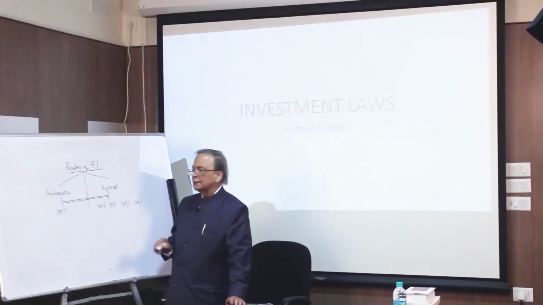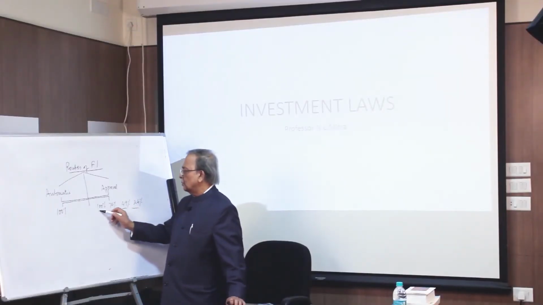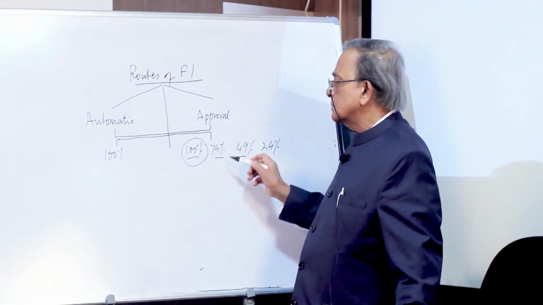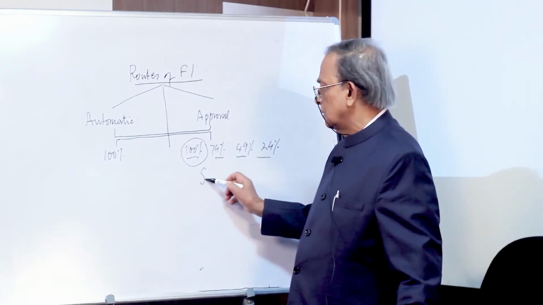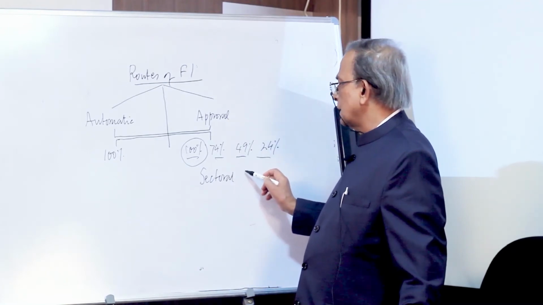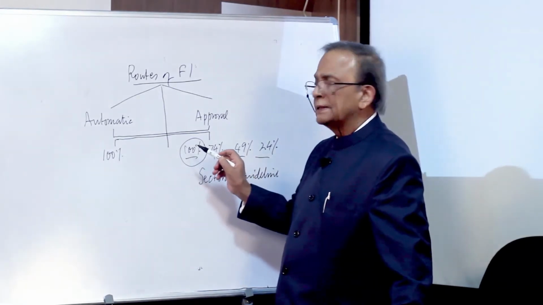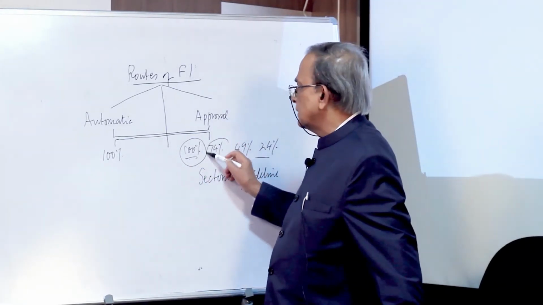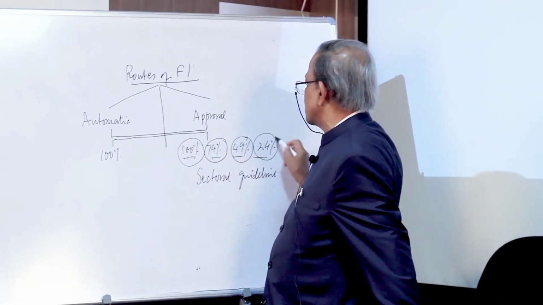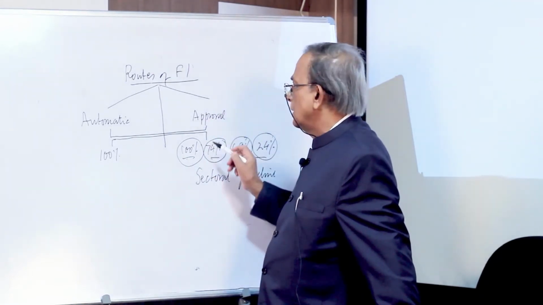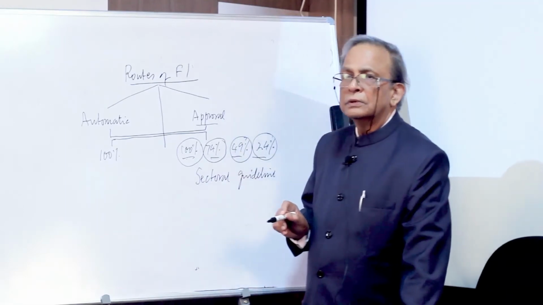We have already seen that these three figures are extremely important. So after getting permission, there are some items where I can have 100% investment, some items, not all. There are some industries or sectors, this is called the sectoral guideline. In the sectoral guideline, they say these are the sectors where it is 100%, these are the sectors where it is 74%, 49%, 24%. That means I can take foreign capital, but with the approval of the Government of India.